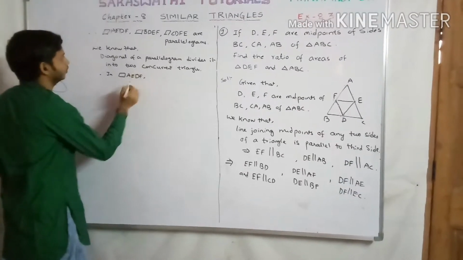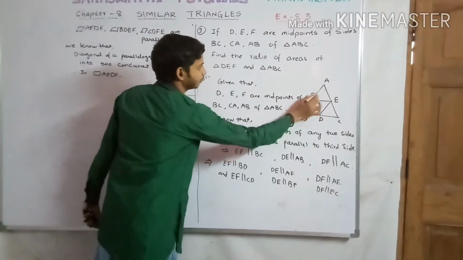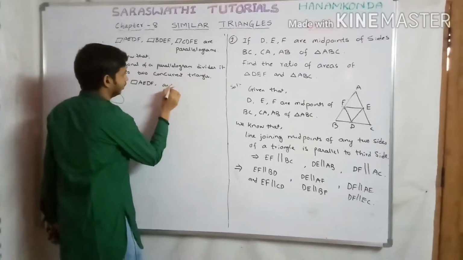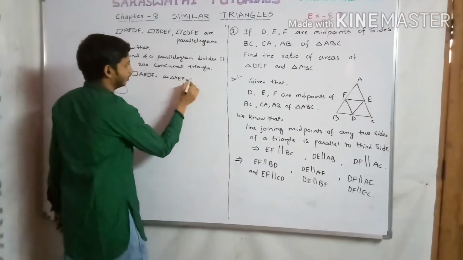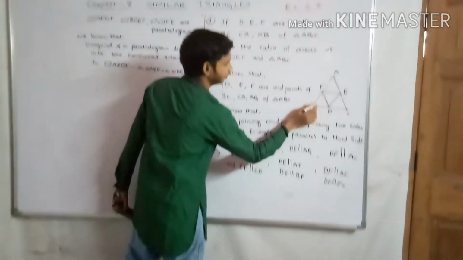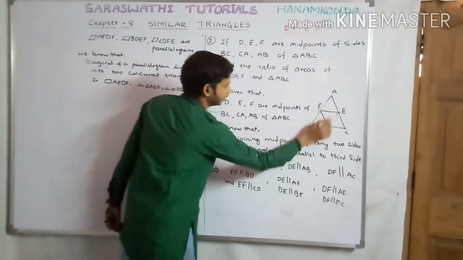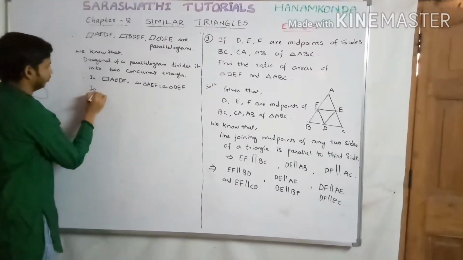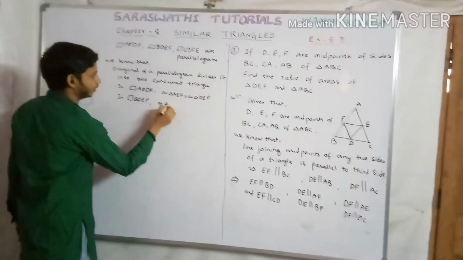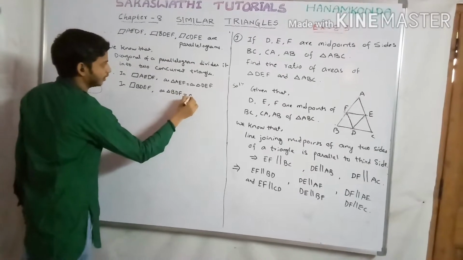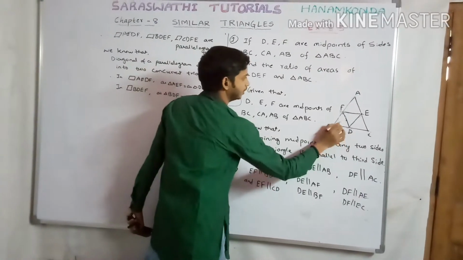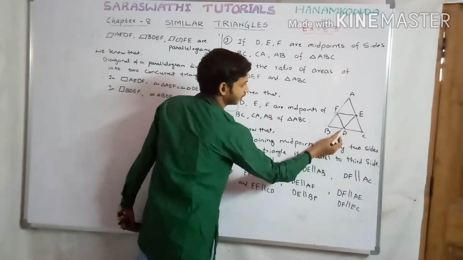AEDF, area of triangle AEF equals area of triangle DEF. Similarly in parallelogram BDEF, area of triangle BDF equals area of triangle DEF. Similarly in parallelogram CDFE, area of triangle CDE equals area of triangle DEF.